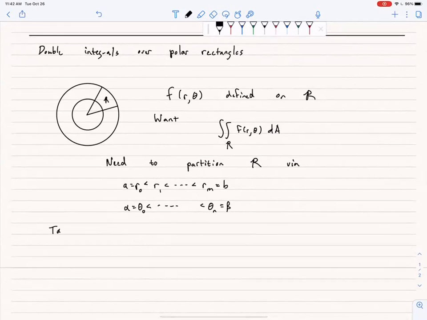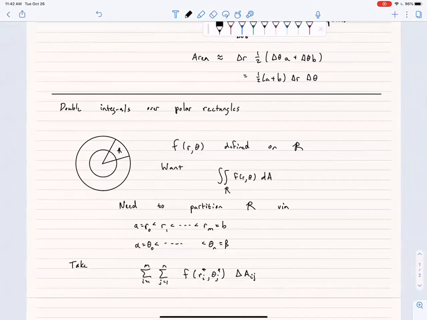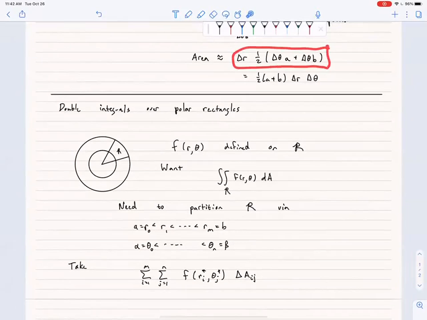Take the sum of i equals 1 to m, sum of j equals 1 to n of f. And remember, we do need to choose sample points. So I'll write this as r_i star, theta_j star. And then I have this delta area, A_ij. And this is why we did what we did in the beginning: we have an estimate for this small area once we have a small polar rectangle. So we can use this estimate here and write it down.